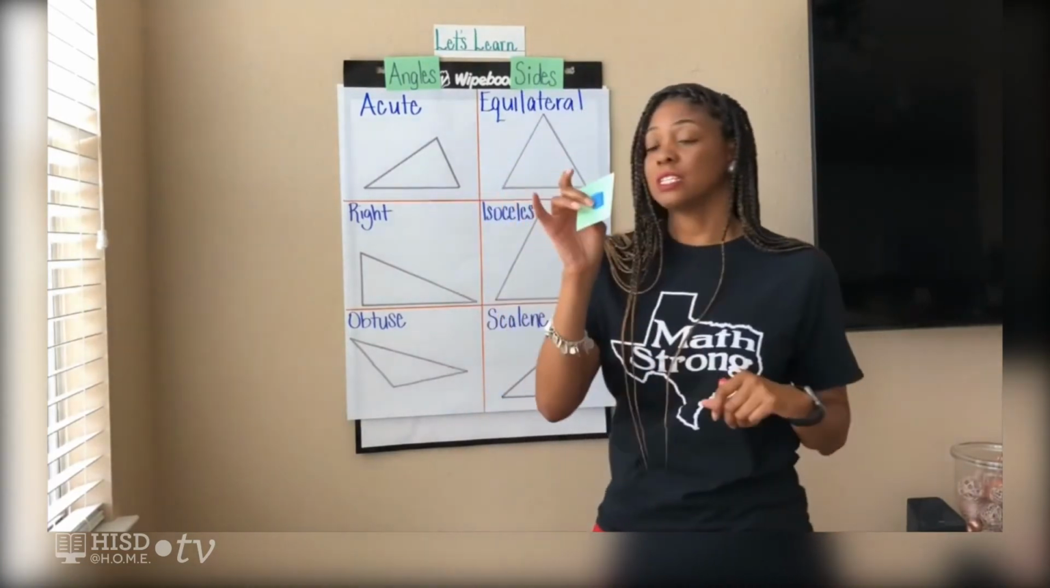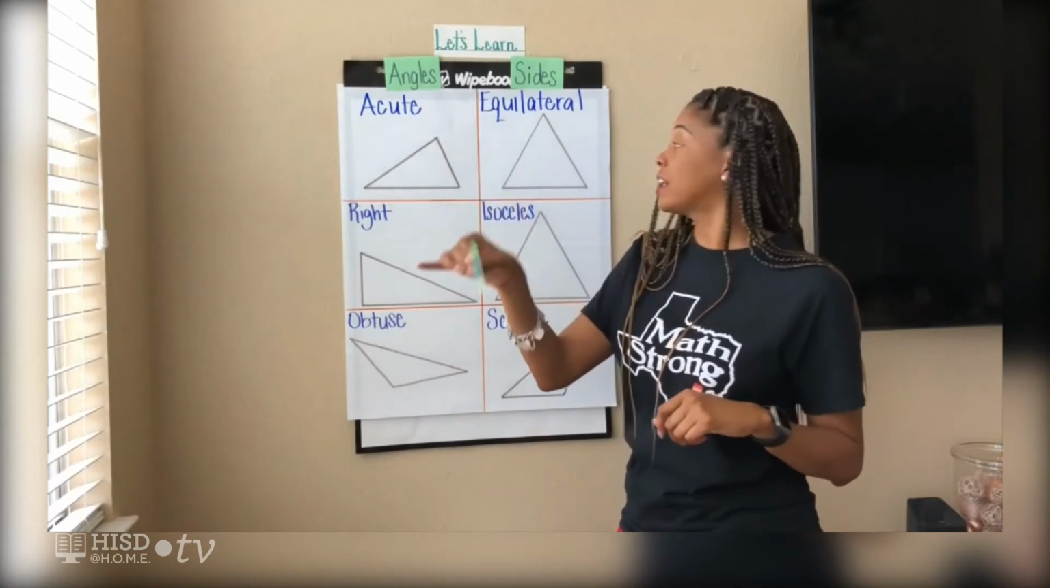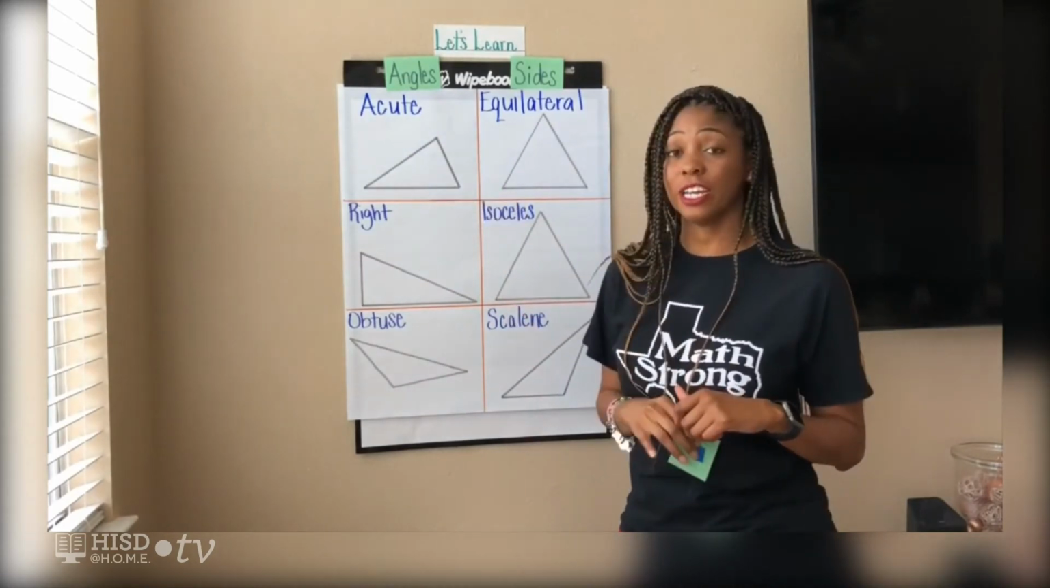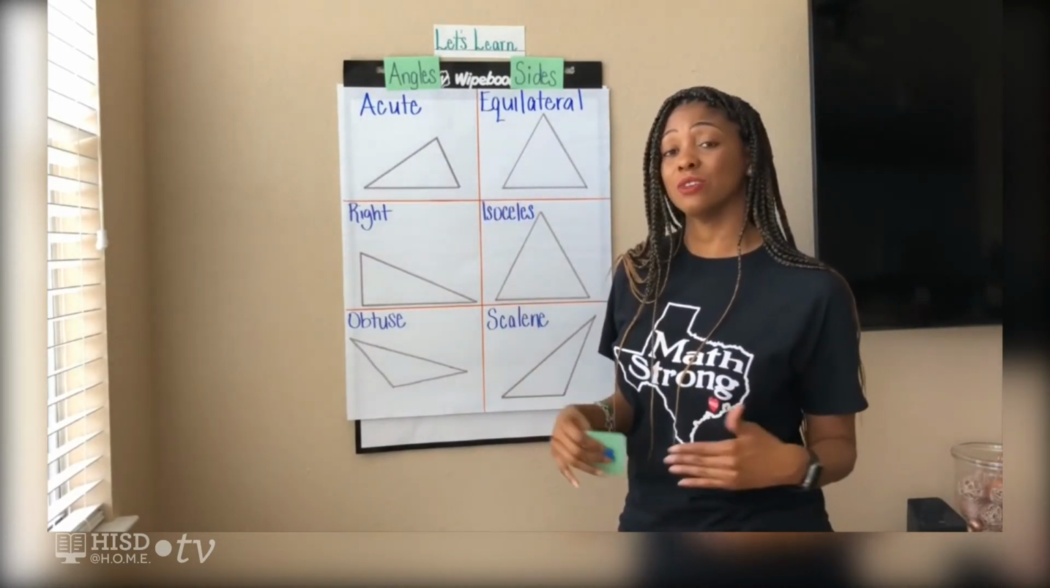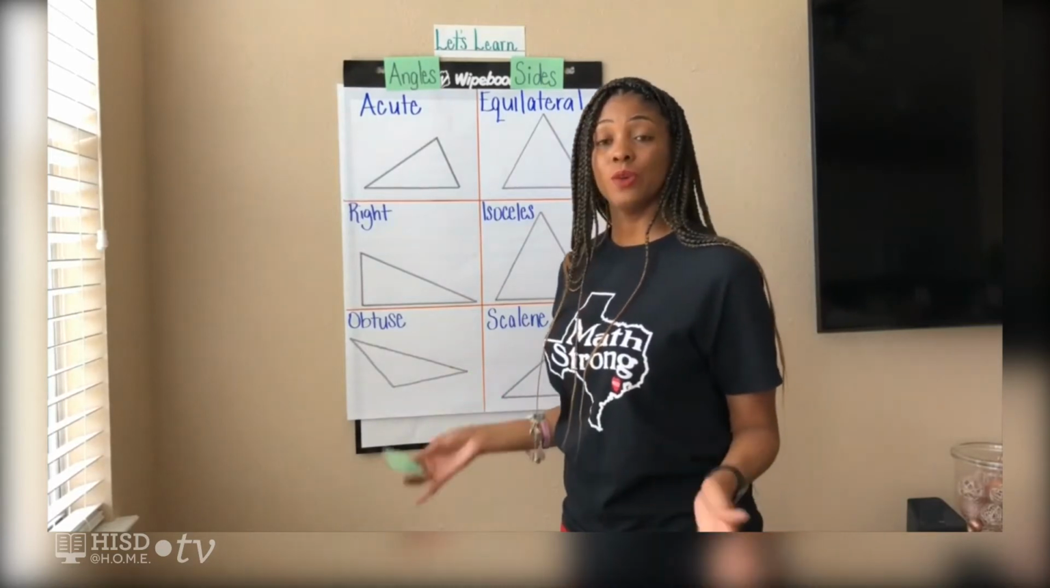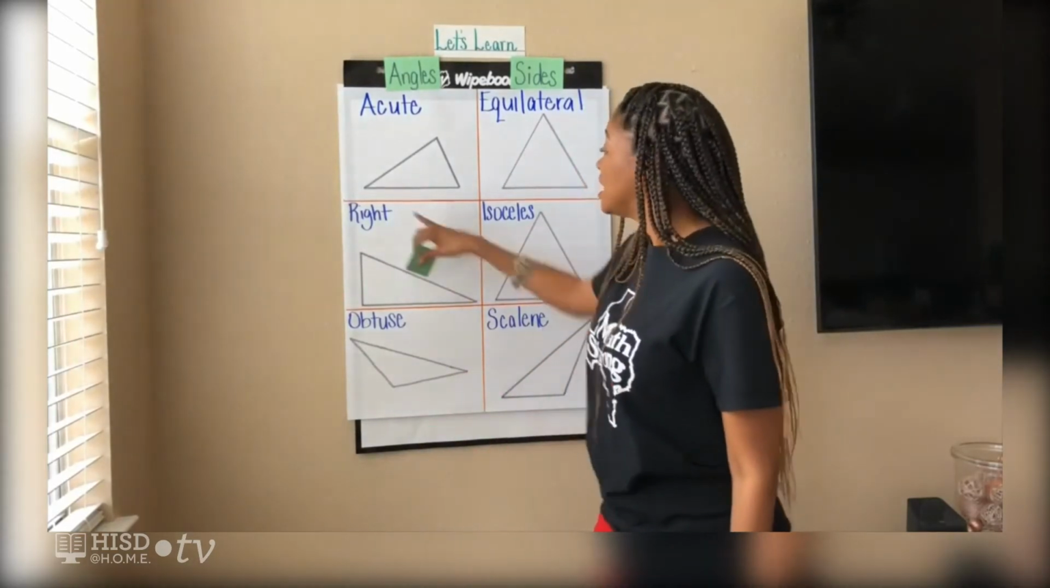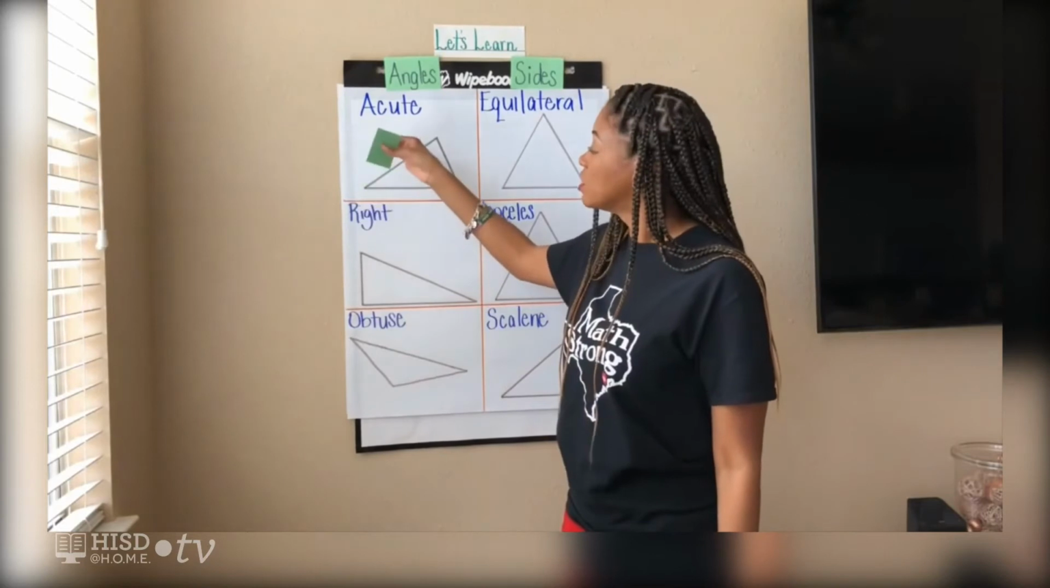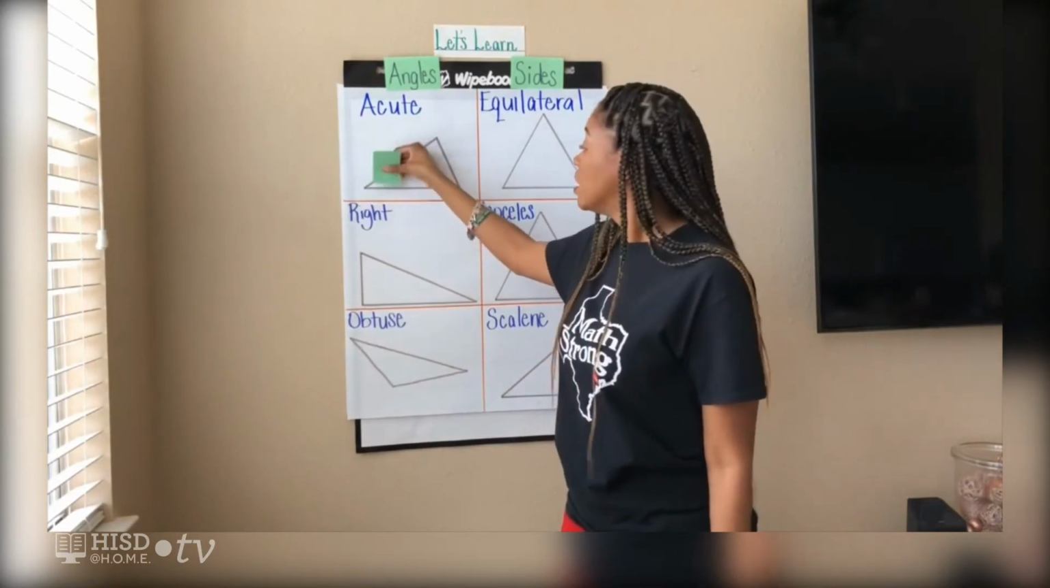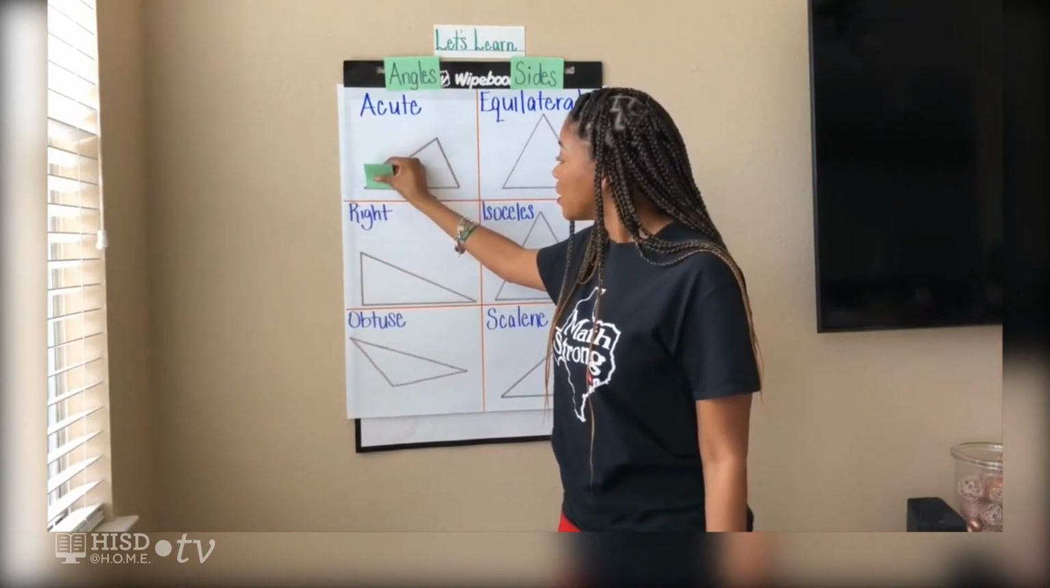What I'm going to do is place this square inside of our triangle to determine, are the angles acute, right, or obtuse? So we're going to start with this first angle, always taking the paper and placing it in the corner.